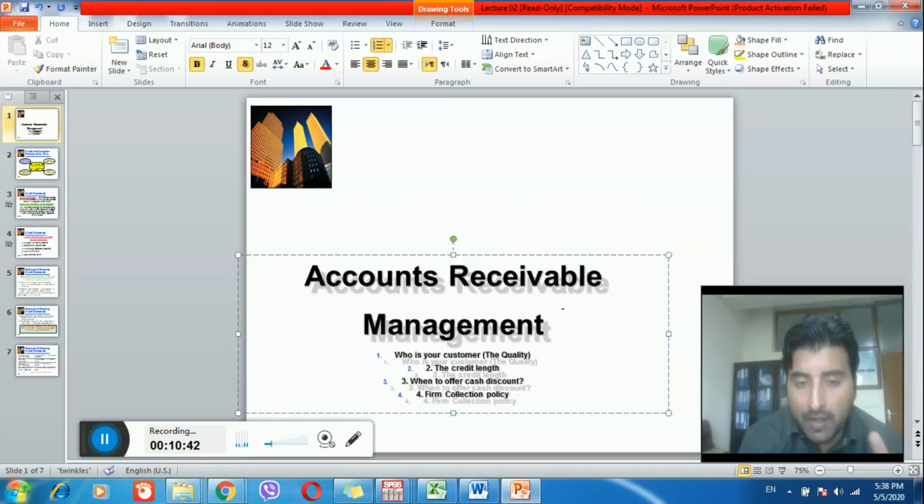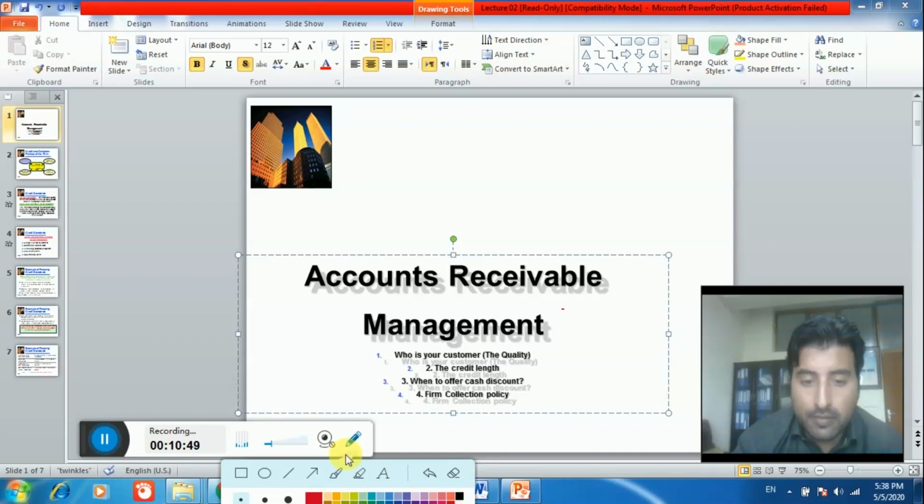Briefly, in this chapter, we are talking about four things, right? Number one, who is your customer, and by that we mean the quality. A person having a strong financial status, not having any past bad record, very punctual, very serious in payment, paying on time, with no issues. The second is the credit length. Whenever you are selling goods, how much time do you specify for your customers to return the amount? And the third is the cash discount.